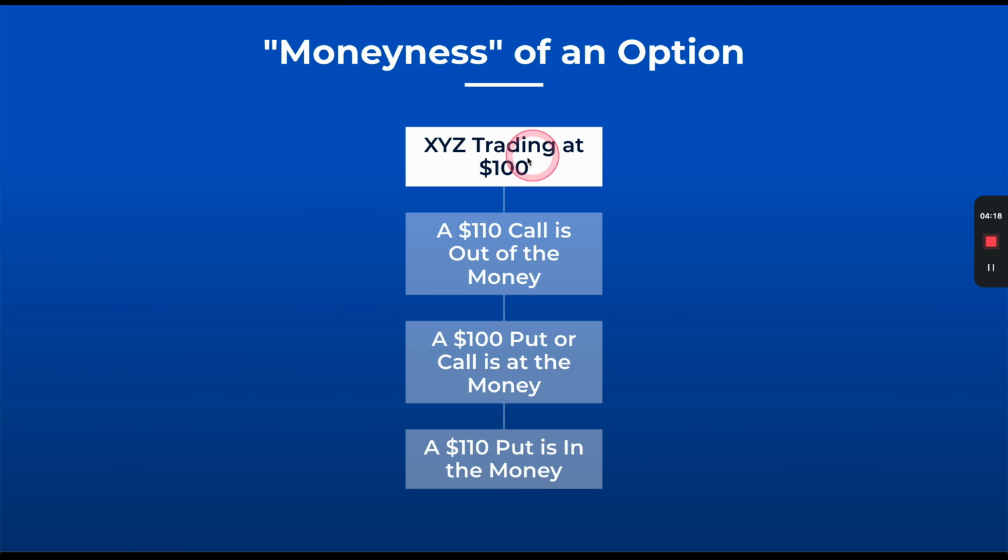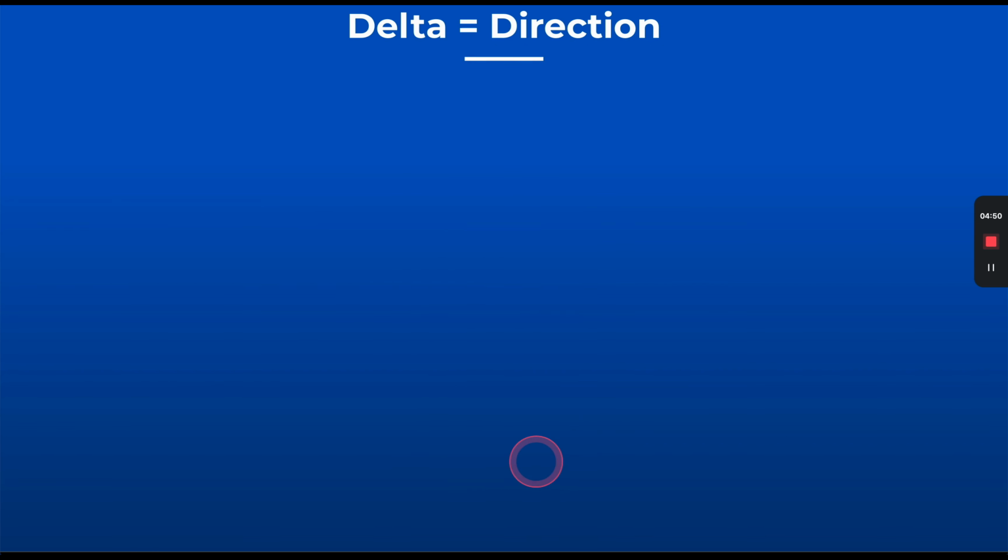If XYZ stock is trading at $100 and I own a 110 call, it's out of the money. In other words, there's no value in me exercising a 110 call if the stock is only at $100. Of course, at $100, whether I have a put or a call, it is at the money. If I have a $110 put and we're trading at $100, that put is $10 in the money. There is value in that. So hopefully that drives that point home a little bit.